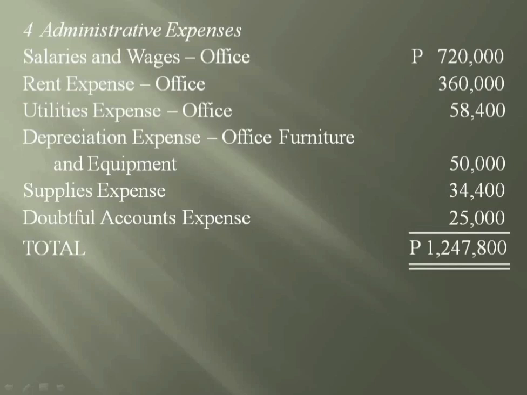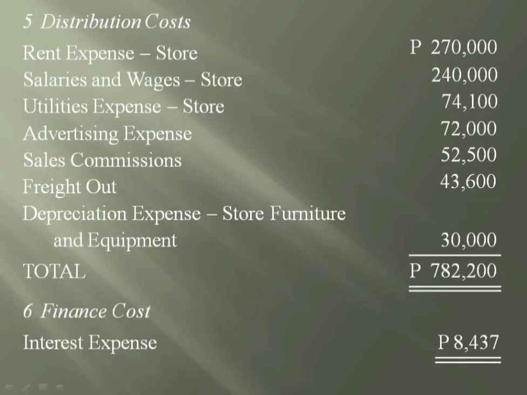Note 4 is for the administrative expenses, sometimes called general and administrative expenses, while Note 5 is for the distribution cost. Note 6 is for finance cost, which is the interest and other charges incurred in connection with borrowing funds. Distribution costs are those expenses which are directly related to the sale or to the selling of goods. Hence, it is also known as selling expenses.